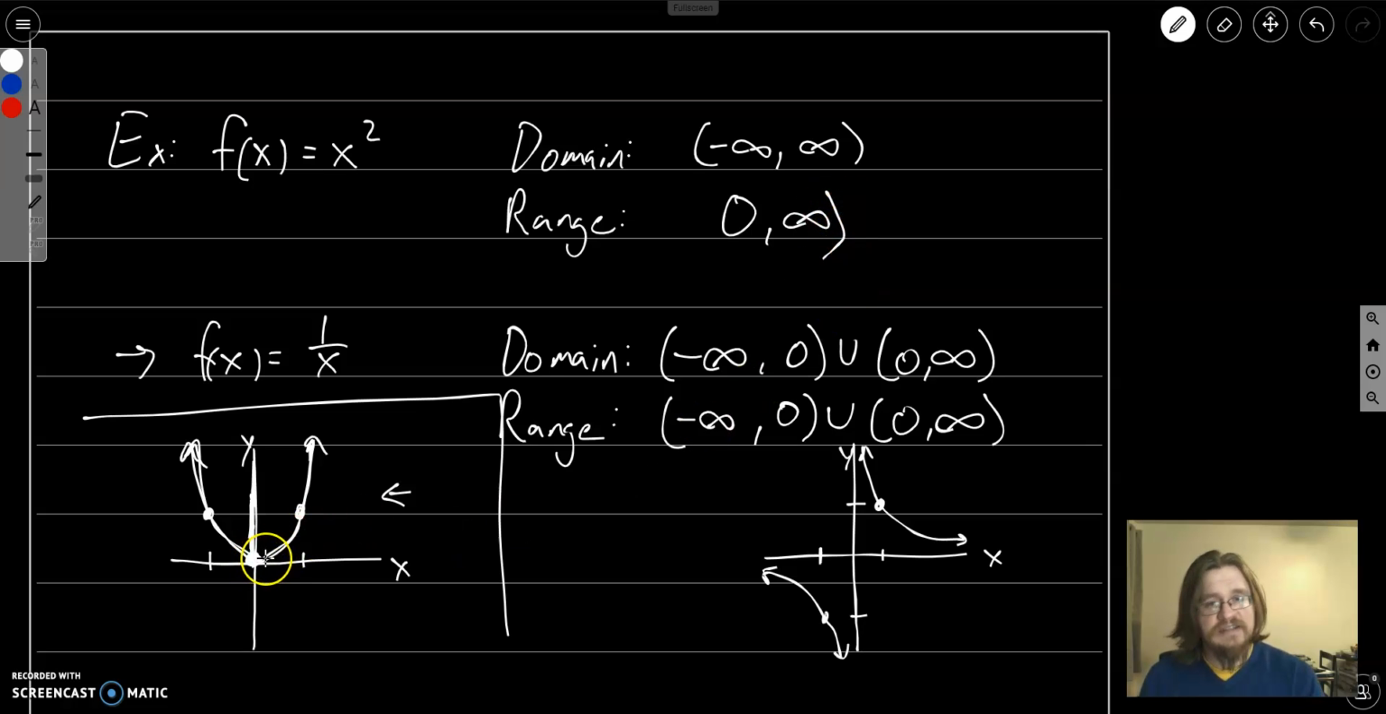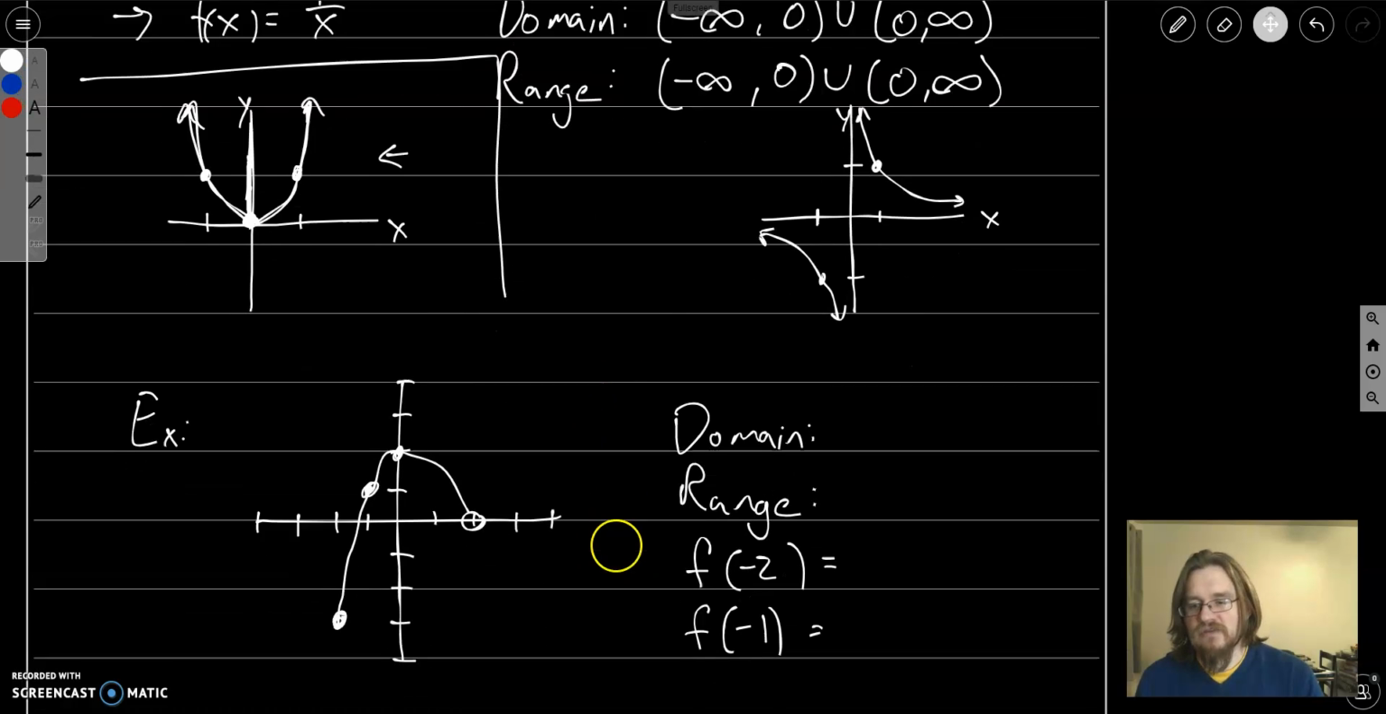But I can get 0, so I do want to include 0. I use a square bracket for this. So the square bracket means that I will include this inside of the set. So here I'll have from 0 to infinity, including 0, but not including infinity. This is just a brief introduction to domain and ranges.